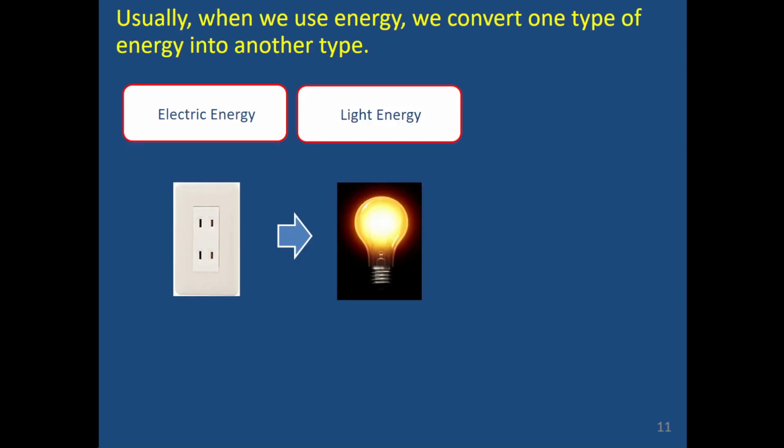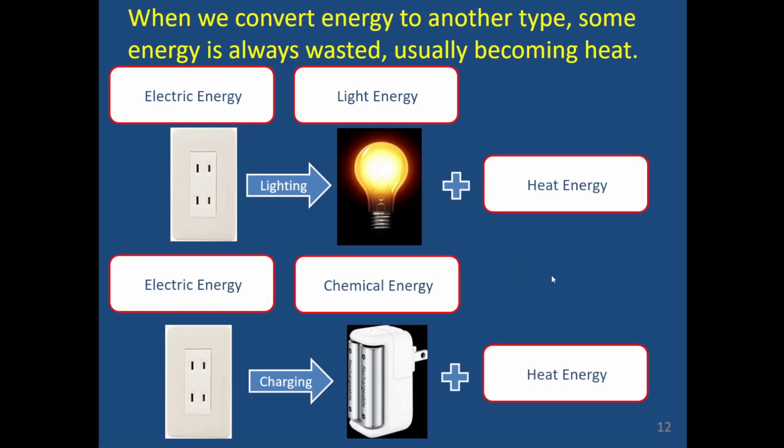So usually when we use energy, we convert one type of energy into another type. Especially in our homes, we use a lot of electric energy. For example, we use electric energy to make light energy with a light bulb. But when we convert energy to another type, some energy is always wasted, usually by becoming heat. So when you use electricity to make light with a light bulb, the light bulb also becomes hot. And that's heat energy, and that's wasted.